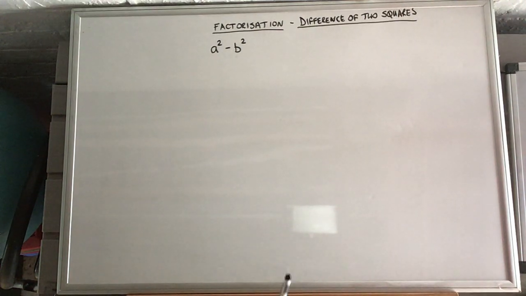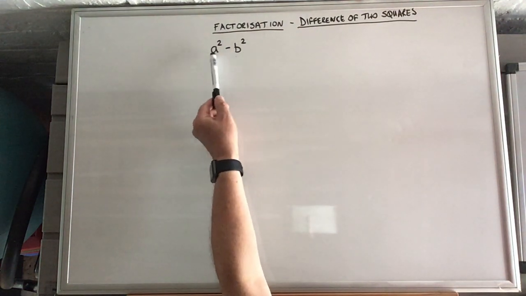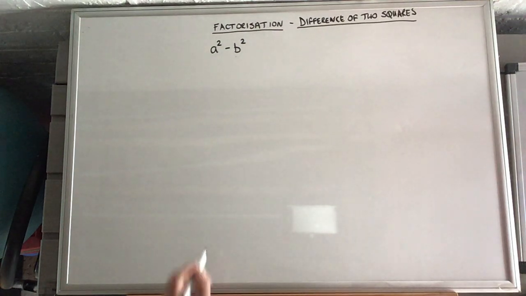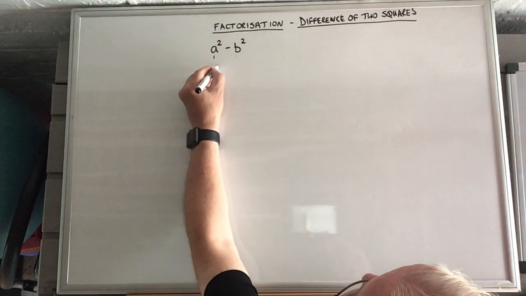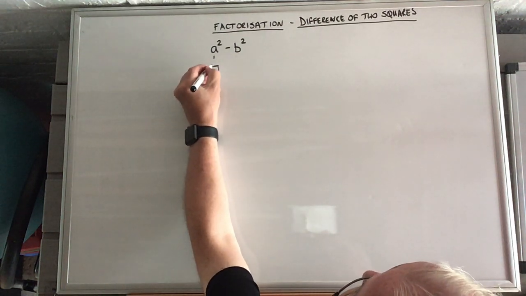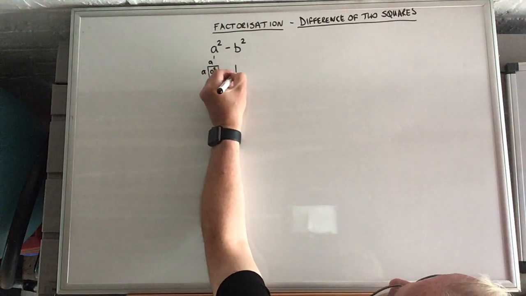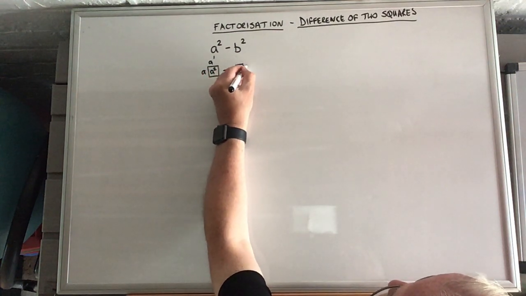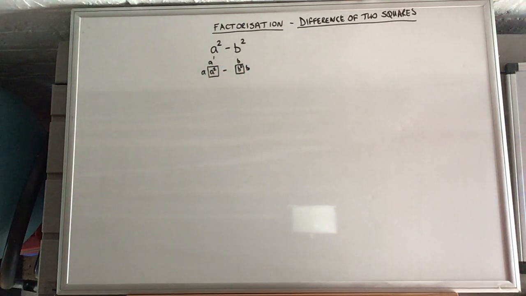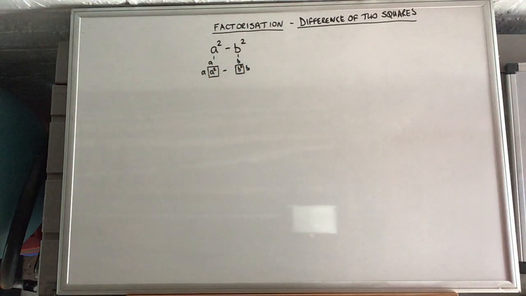Now this is the format of the difference of two squares. Two terms, each of them are squares, and it's a subtraction. The way I like to think about this in my head is there's a square with length A, so that's A squared, subtract another square, length B and B, so that's B squared. That's the wee picture I have in my head to make sure that I've got the right format.